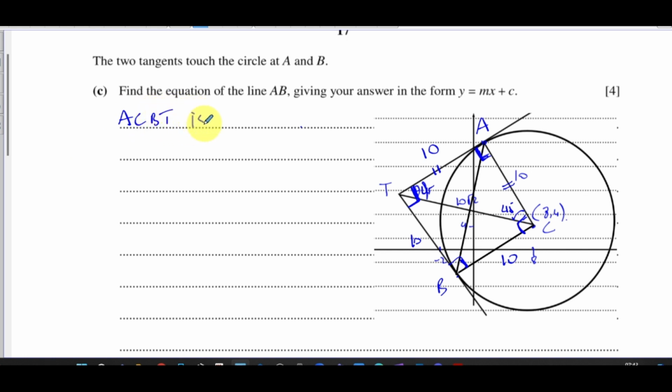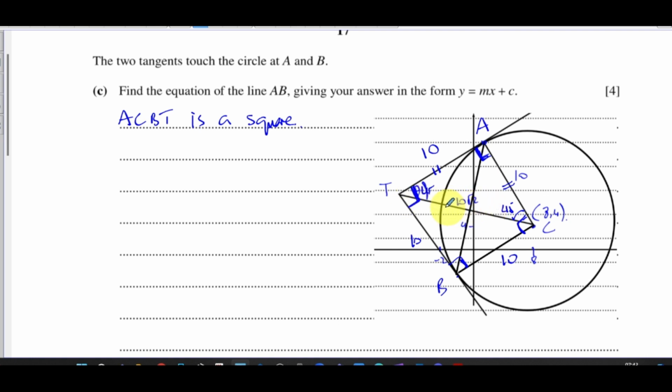ACBT is a square. Now, how does that help us? What we know about a square, one of the properties of quadrilaterals, and this is actually a bit of a tricky question because of this. So we have to remember some of the properties of quadrilaterals that we learnt in IGCSE, that when you have a square, the diagonals bisect each other.